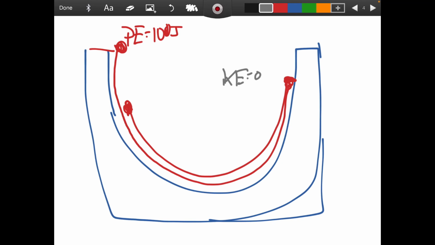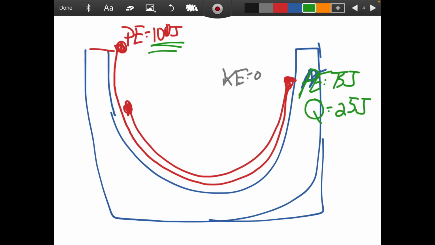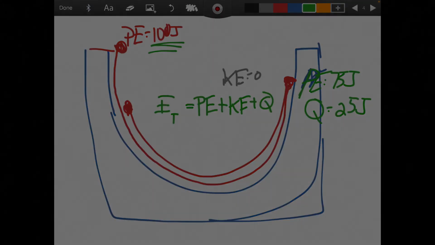If the potential energy is equal to 75 joules, we know the kinetic energy is 0, but this system still has to have a total energy of 100 joules. So 25 joules would be converted into internal energy. And again, we can manipulate this formula to figure out either of these values.